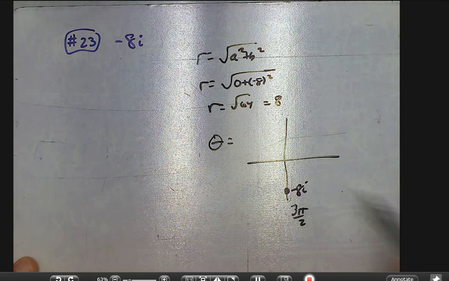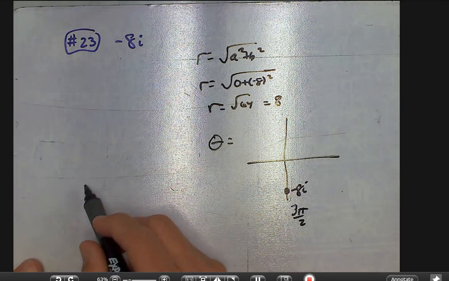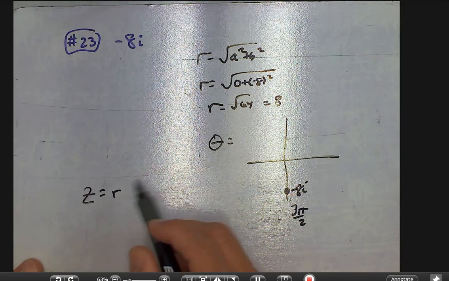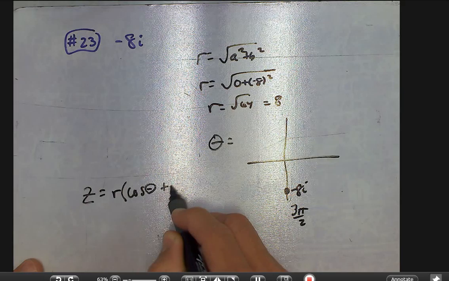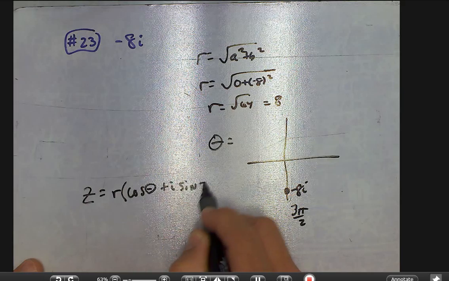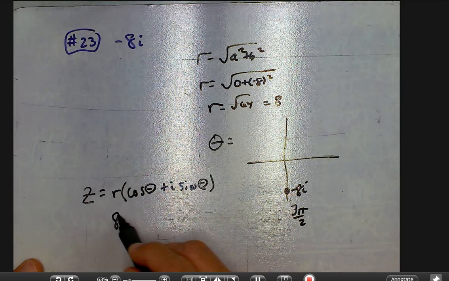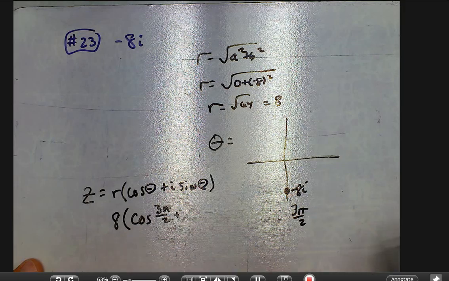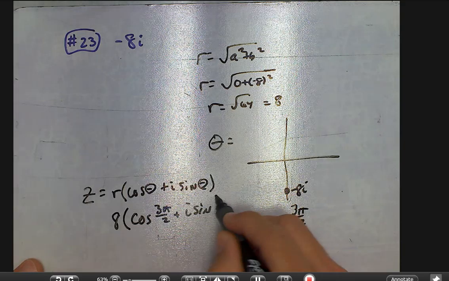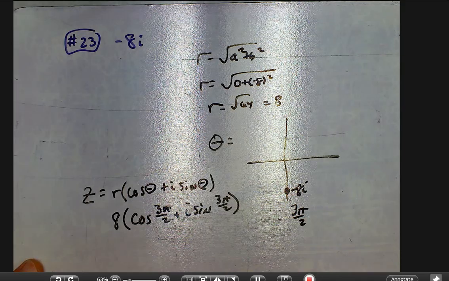And so if we put it into the form, z equals r times cosine of theta plus i sine of theta, I get it to be 8 times the parenthesis cosine 3 pi over 2 plus i times the sine 3 pi over 2, and that's your answer.